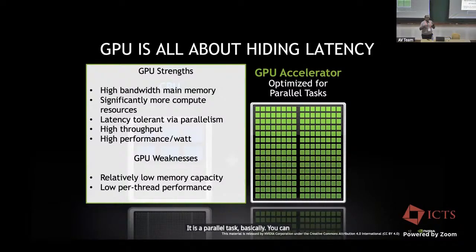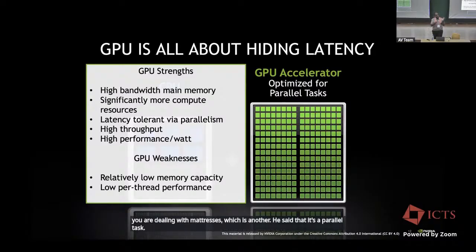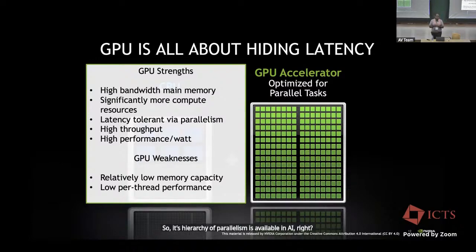You can place 10 examples together without affecting each other. You can take 100, you can take 1,000,000 examples together. It's embarrassingly parallel. Besides that, inside you are dealing with matrices, which is another parallel task. So a hierarchy of parallelism is available in AI. You are training through examples, then again you are dealing with matrices. All those things are parallel in nature.